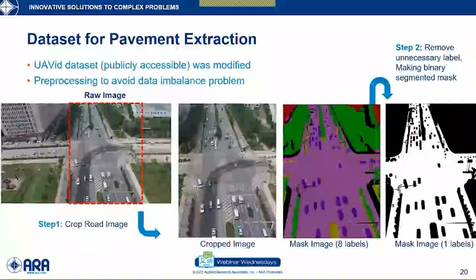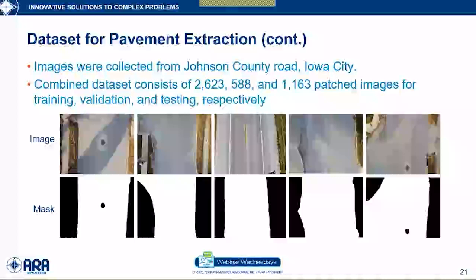And another data set was collected from Johnson County in Iowa. You can see the first row is the collected image, and the second row is the masked image that was annotated manually. So the combined data set consists of 2623, 588, and 1163 patch images for training, validation, and testing respectively.